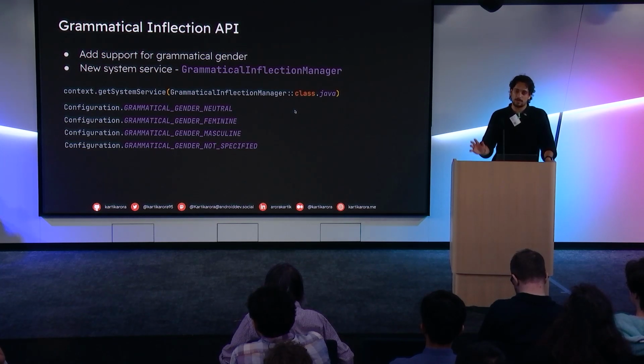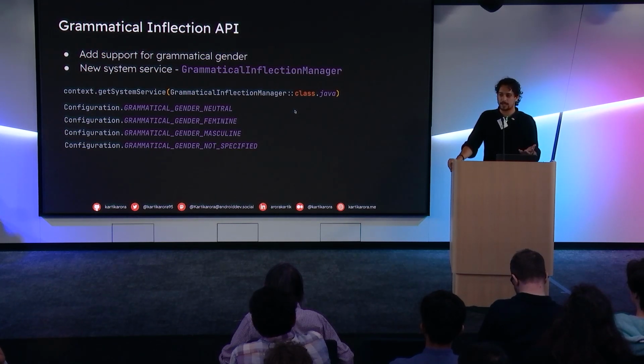Now, neutral is when the user decides they do not conform to the biological male or female gender, or when the word doesn't really have a biological male or female variant. Feminine and masculine are pretty self-explanatory, and gender not specified is when you haven't used this API, but you still request it, or you can set that as well. So the app will behave as if no gender is set.